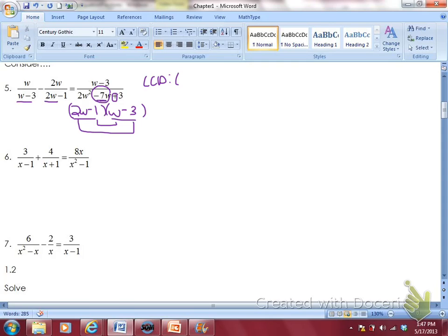So we've factored this denominator, and then looking at all the factors that we have, we get our LCD, which is the 2w minus 1, w minus 3. Okay, so let's look at the next one and factor it.